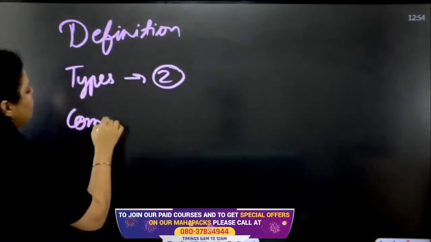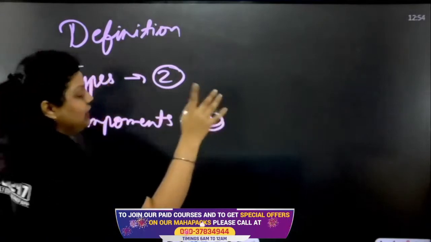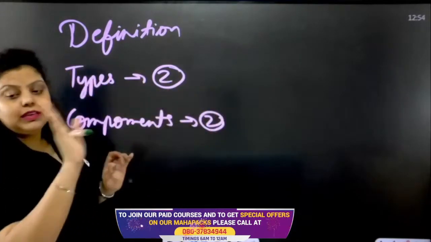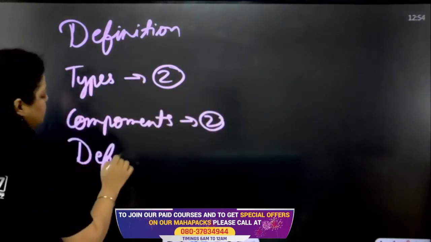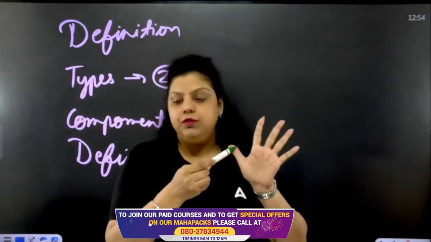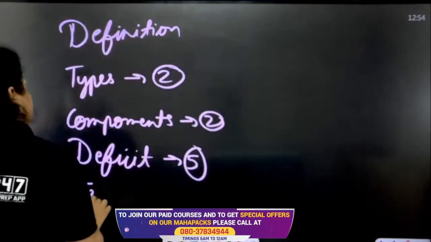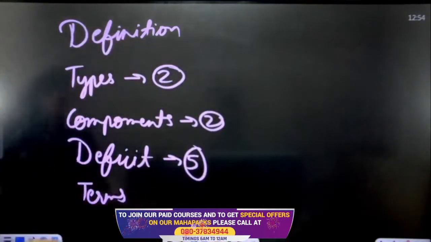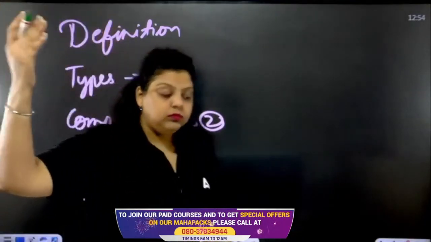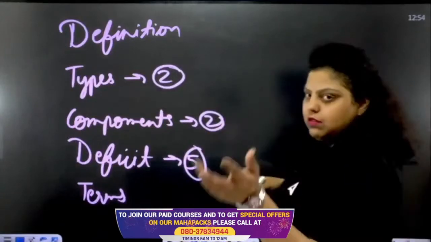Then you have to study the components of budget. The components of budget are 2 that I have told you, revenue budget and capital budget. Then you have to cover types of deficit: effective revenue deficit, revenue deficit, fiscal deficit and primary deficit. These 5 types of deficits are there. Then you have to cover certain terms related to the budget, like what is a finance bill, vote on account, money bill, etc. What is annual financial statement.